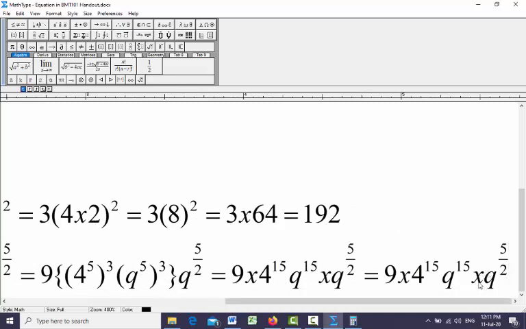Right? So now as you can see, here also base q, here also base q. In that case, since the bases are same and we are doing multiplication, the powers will be added together. So that means this 5 by 2.